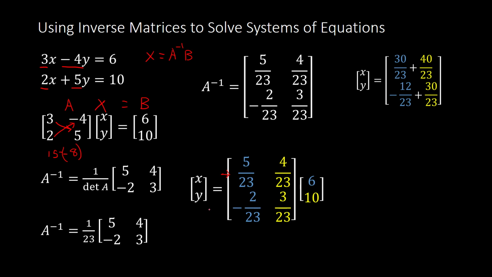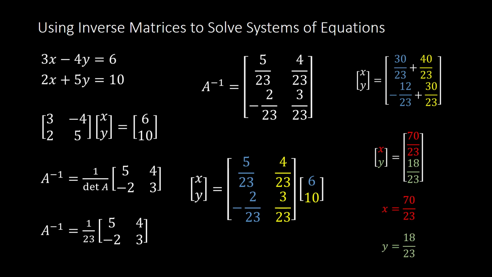And then same thing for the second row right here. I take 6 times -2/23 to get -12/23, and then 10 times 3/23 to get 30/23. Then I add those two together as well. So for X, for the top one, we get 70/23, and for the bottom, we get 18/23. So what I've done is I've solved for X and Y. X would be 70/23, and Y is 18/23. And that is how you solve a system of equations using inverse matrices.